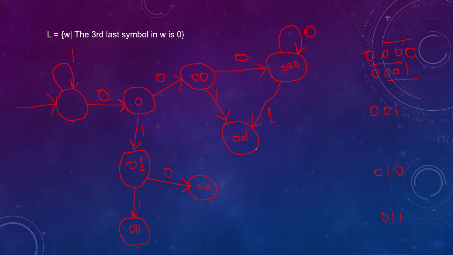Now from this 0 0 1 state, if we get a 0, then we will have 0 1 0 as our three last symbols. So for 0 we will go to this 0 1 0, and for 1 it will be 0 0 1 and 1. So we will have 0 double 1 as our three last symbols. So for 1 we will go to 0 double 1.